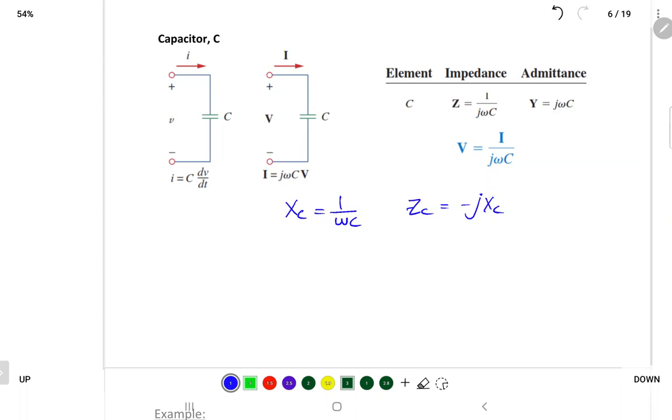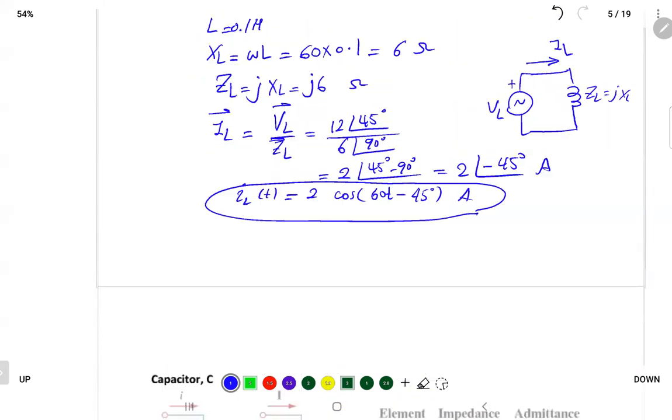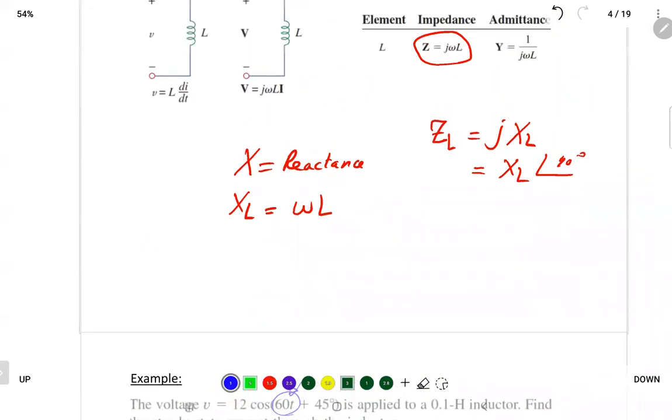I want to tell you about some observation here. When you look at the inductors, what do you observe? The reactance is directly proportional to the angular velocity. If you try to sketch the relationship between omega and XL, it's linearly changing. If omega is 0, XL is 0 and it just goes up. So the reactance of the inductor is increasing with the frequency.